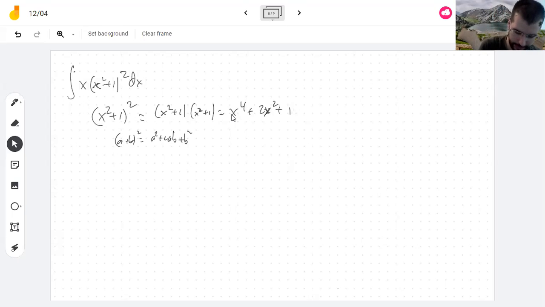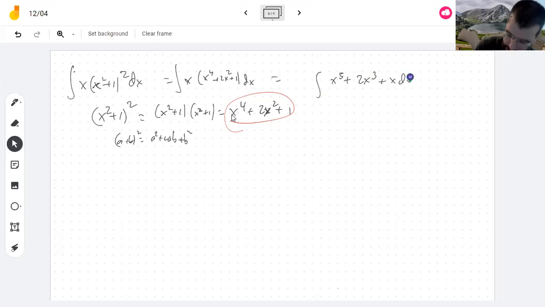So when you expand the square, it looks like this. And then I have x times x to the fourth plus 2x squared plus 1. Since I'm expanding, why stop there? Why not just multiply the x in there too? And now this looks like the integral of a polynomial. I know how to do those. The integral of x to the n is x to the n plus 1 divided by n plus 1.